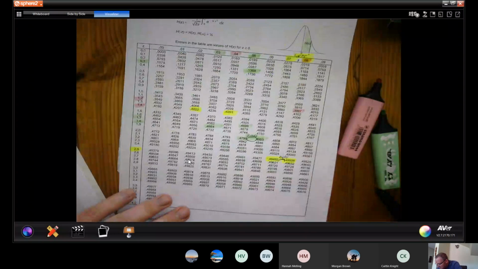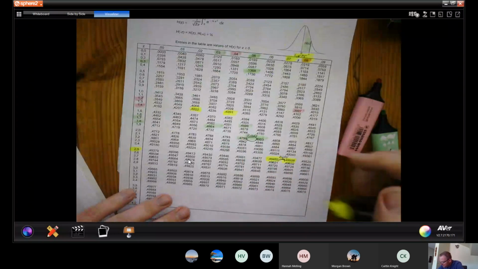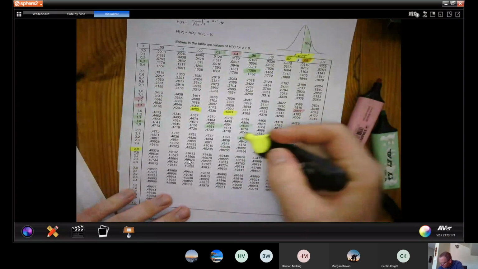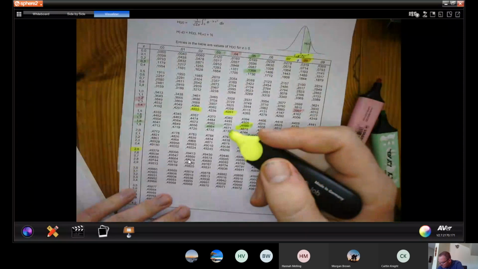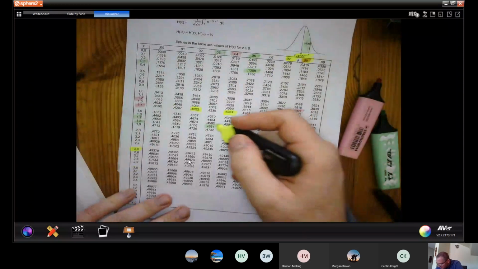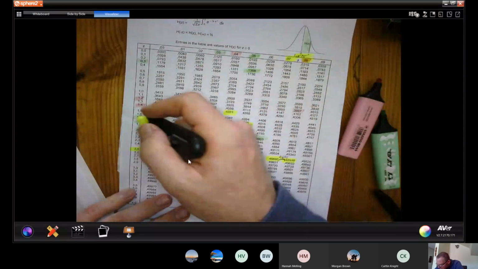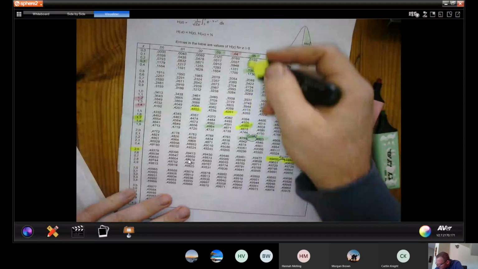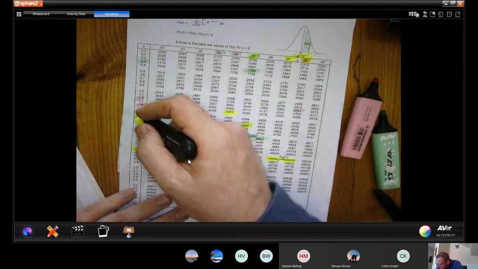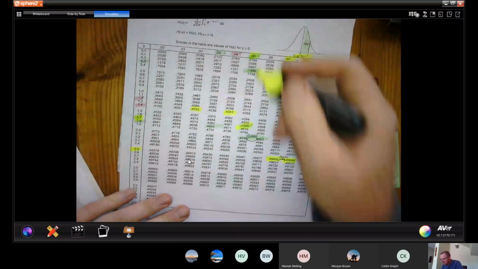0,46. Where are you hiding? Well, this is pretty close. This 0,4599 is essentially 0,46. So that goes with 1,75. Do you agree, Caitlin? 1,75. Okay. But it's to the left, don't forget, guys.